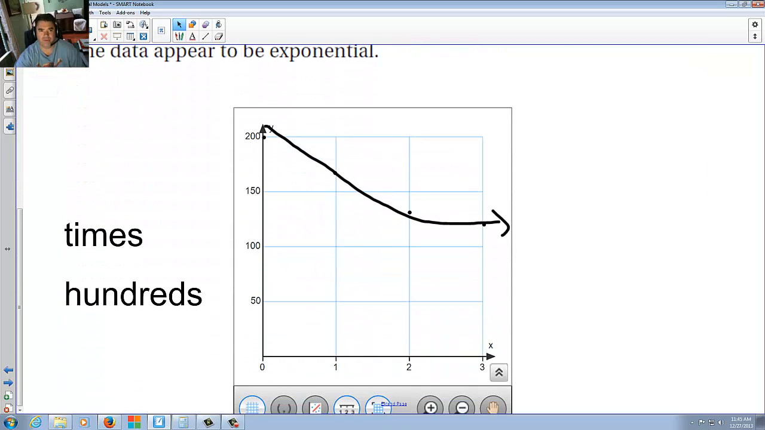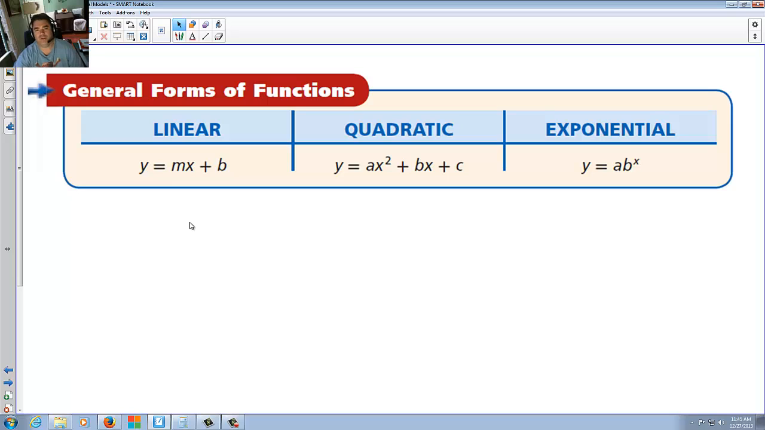Here's how you figure that one out. General forms of function: basically linear is y equals mx plus b, quadratic is y equals ax squared plus bx plus c, and exponential is y equals a b to the x power.